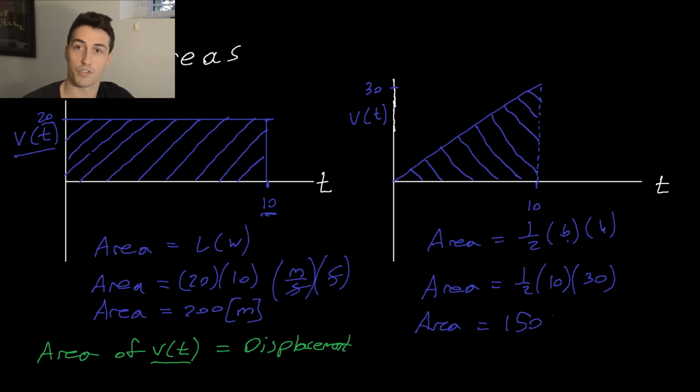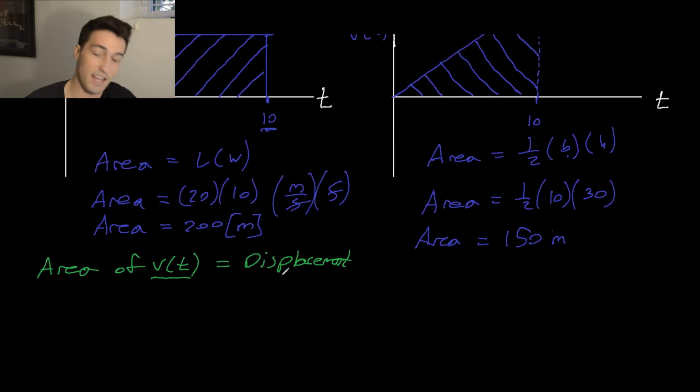And in this situation, we're still doing the same thing, the unit cancellation. So 30 is meters per second and 10 is seconds. If we multiply those together, we're just going to be left with meters. Okay, so that's the area under a velocity curve.